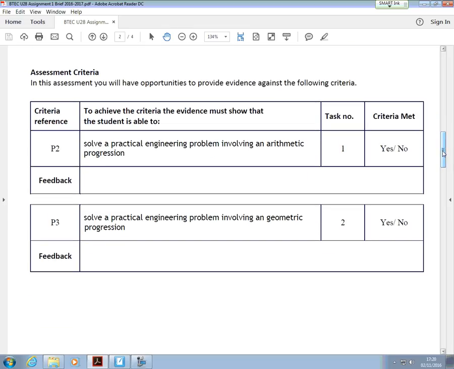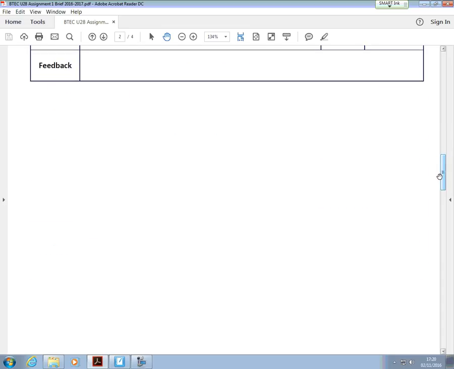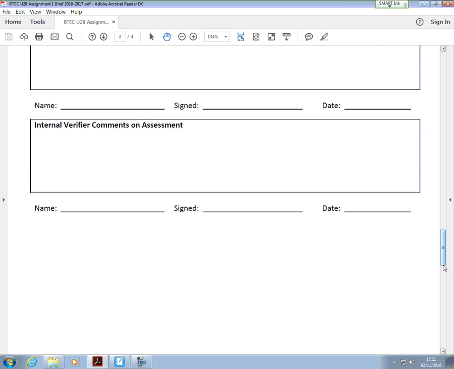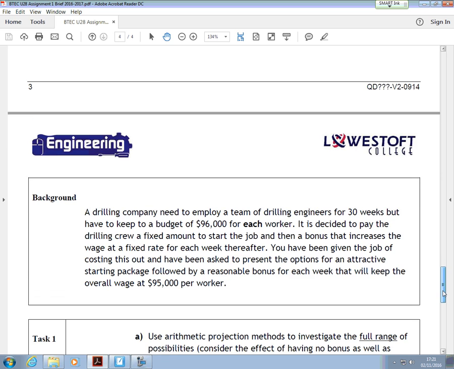And then P3, solve a practical engineering problem involving a geometric progression. Okay, so that's what you've got to do. I've only passed criteria, so we should be getting these away quite quickly.